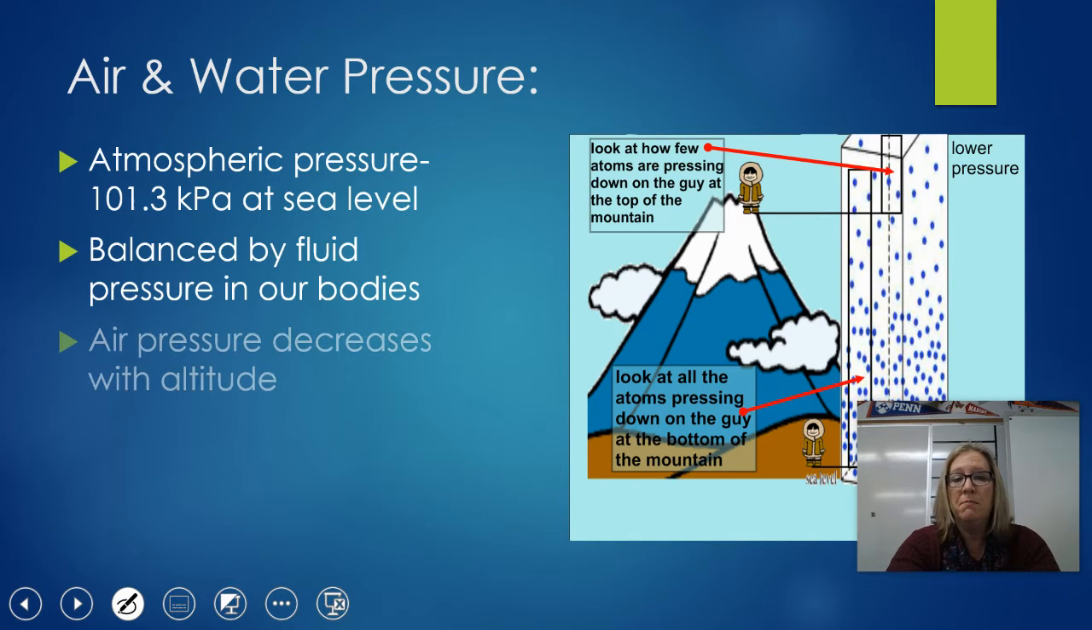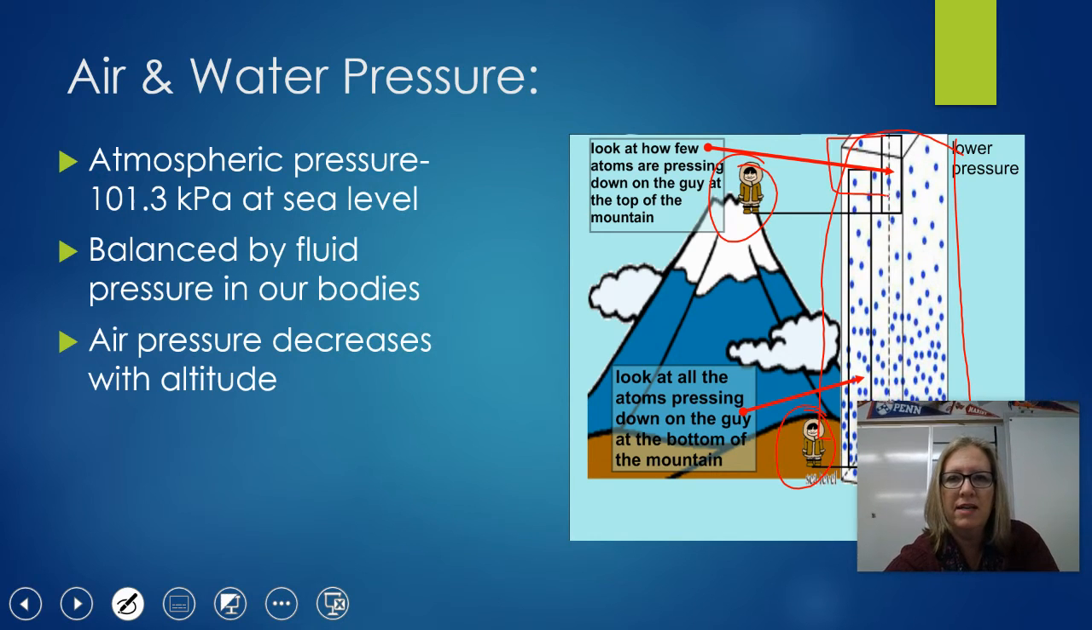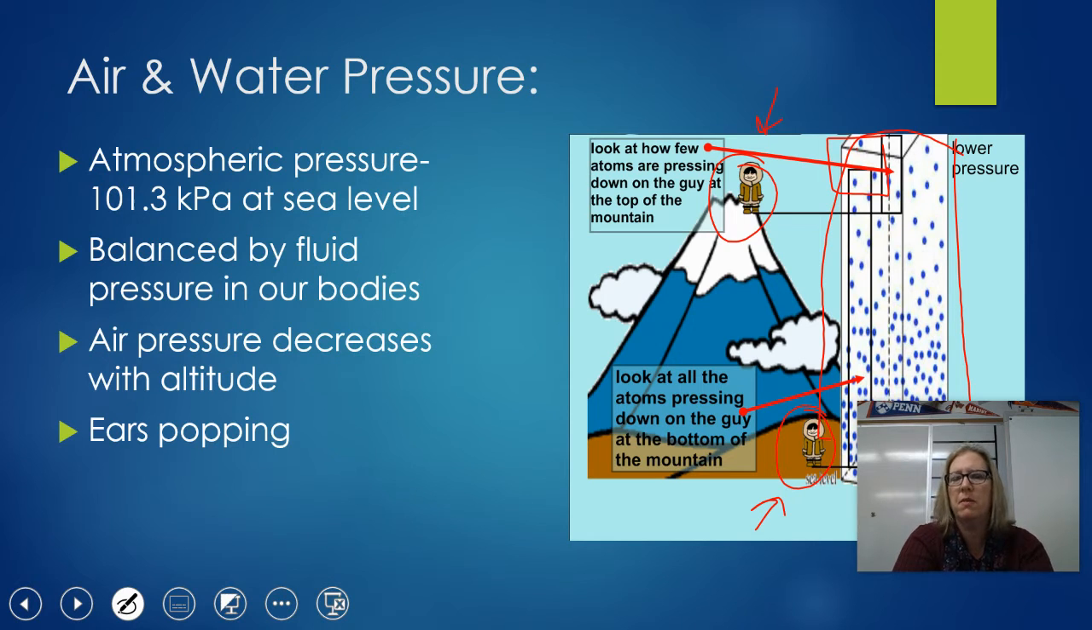Sometimes this becomes unbalanced, and you notice that when you drive up into the mountains. So if we look at this dude down here at sea level, he's got all of this air above him, okay? But this dude up here in the mountains has less air pushing down on him, okay? So this guy is going to experience much higher air pressure than this guy, okay? So air pressure decreases with altitude, and this is what causes your ears to pop.